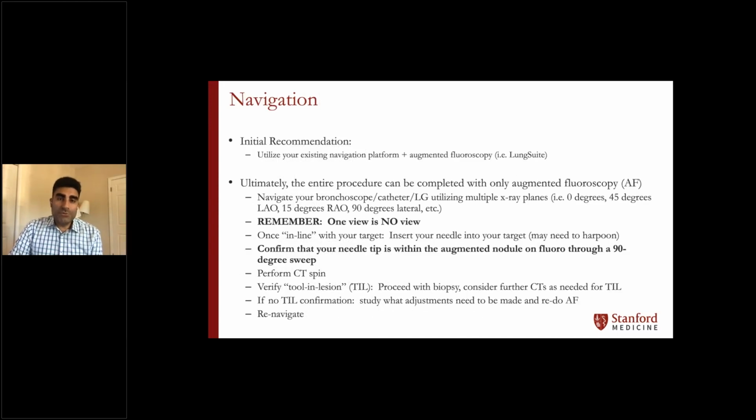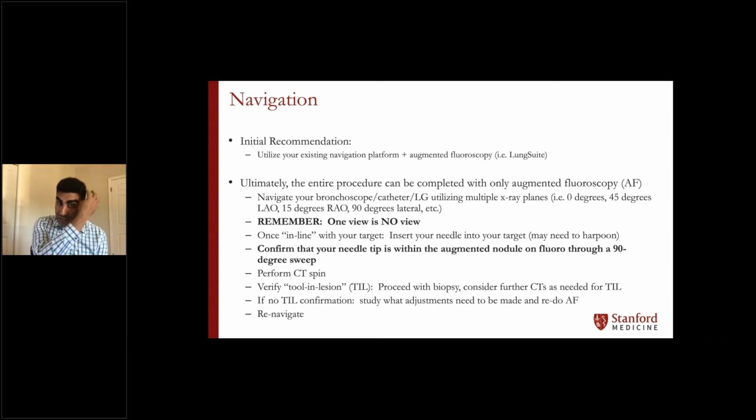For navigation, I'm not going to go in depth on this because the purpose of this is really to cover the progression of 100 cases. But a couple of things I just wanted to touch on. You can use this cone beam CT scanner with your existing navigation platform. So for users that already have a platform, I would strongly recommend using that with your CT in the beginning, as well as using augmented fluoroscopy.